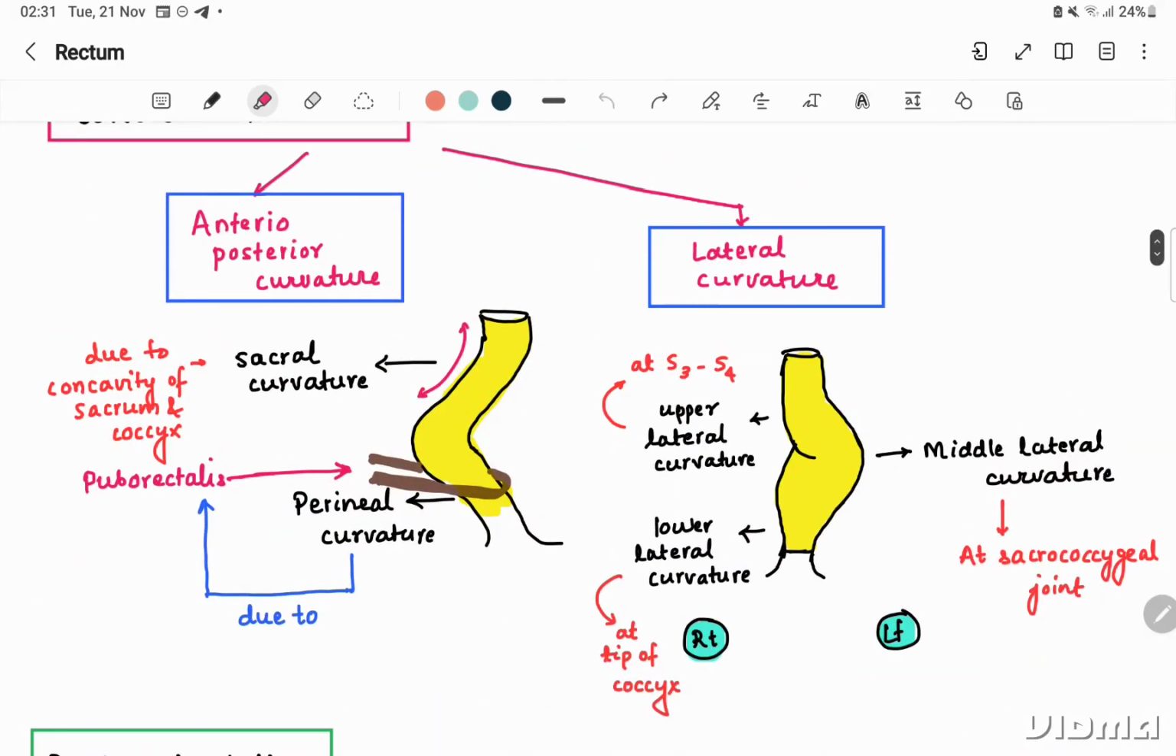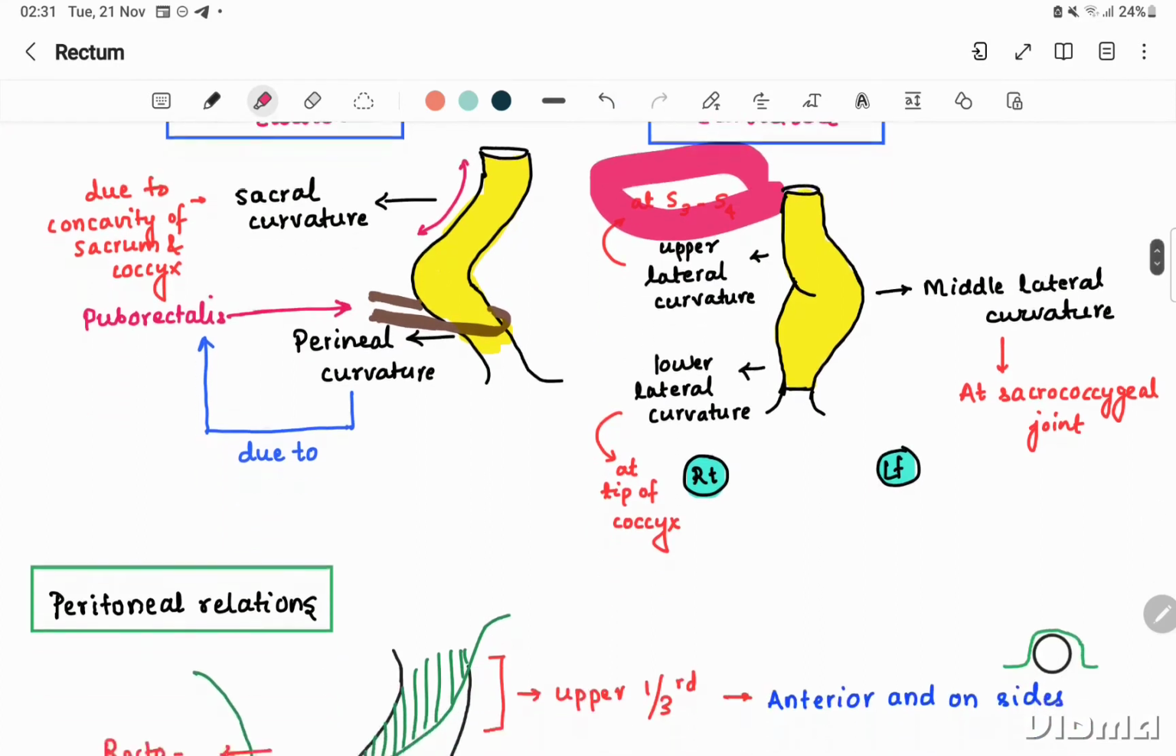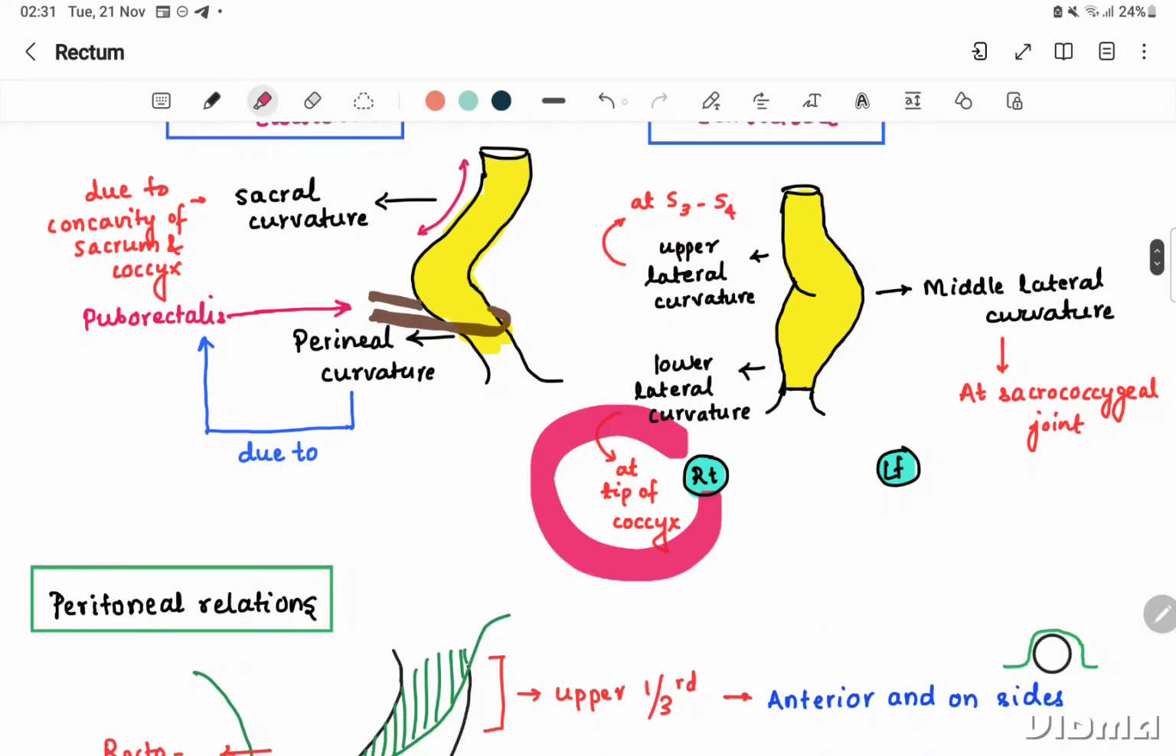Talking about the lateral curvatures, we have the upper, middle and lower lateral curvatures. The upper lateral curvature is at the S3 and S4 vertebrae level. The lower lateral curvature is at the tip of the coccyx, and the middle lateral curvature is at the sacrococcygeal joint.